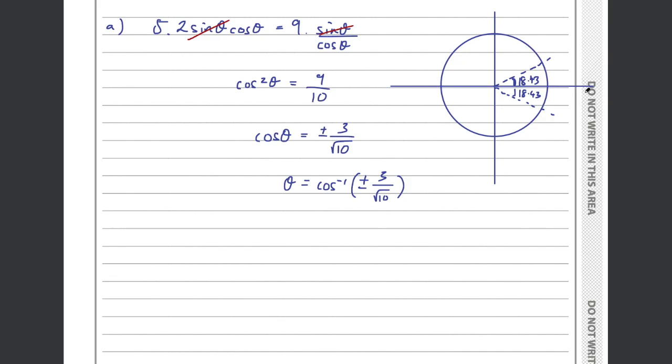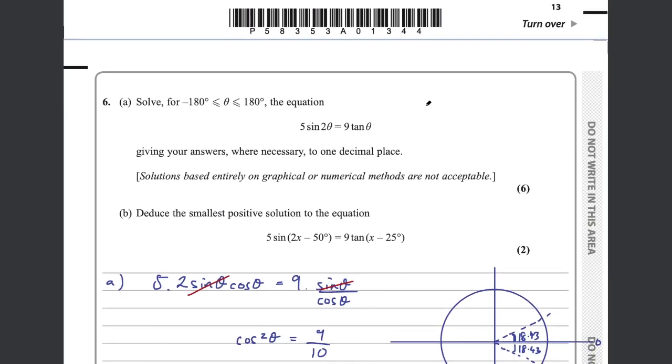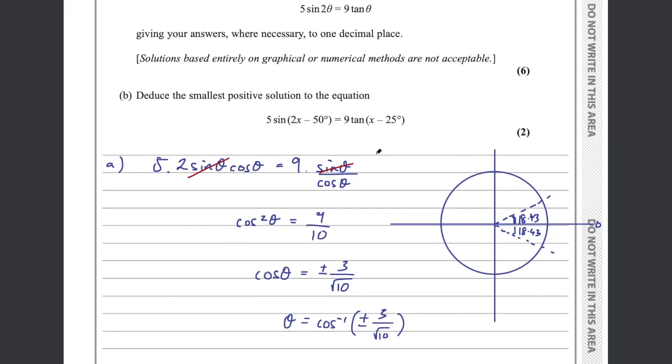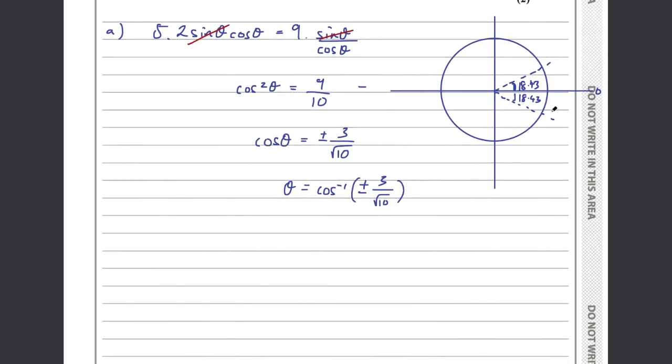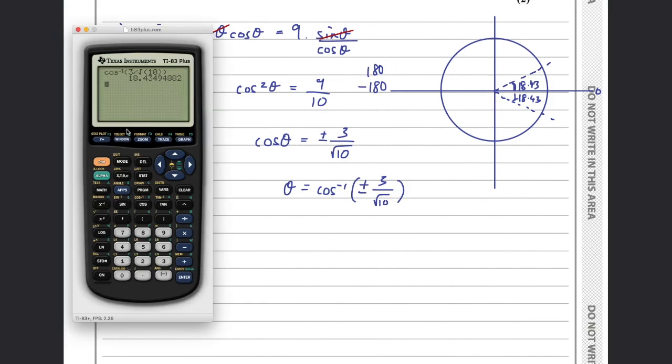And because our domain is negative 180 to 180, this will be a negative angle. We're not going all the way around. We're just going from 0 to 180 and 0 to negative 180. So this would be negative 18.43 and 18.43. There are 2 answers. We also need to do the inverse cosine of negative 3 on root 10, which is essentially 180 take this angle, but you can do it either way. But let's do the inverse cosine of negative 3 on root 10.